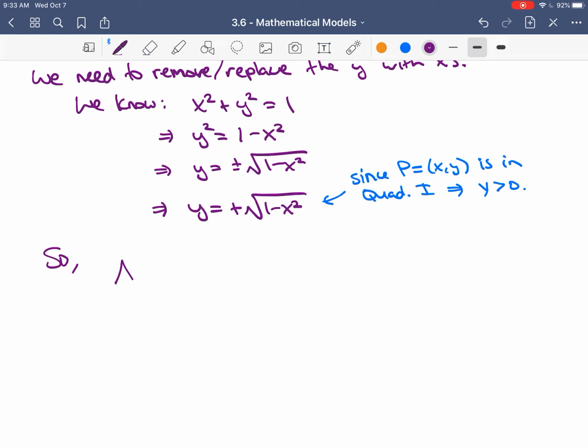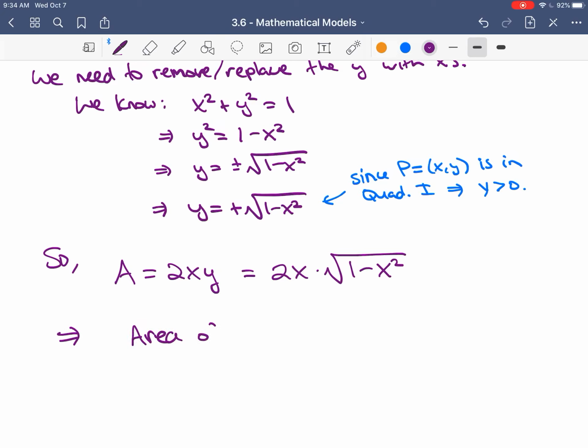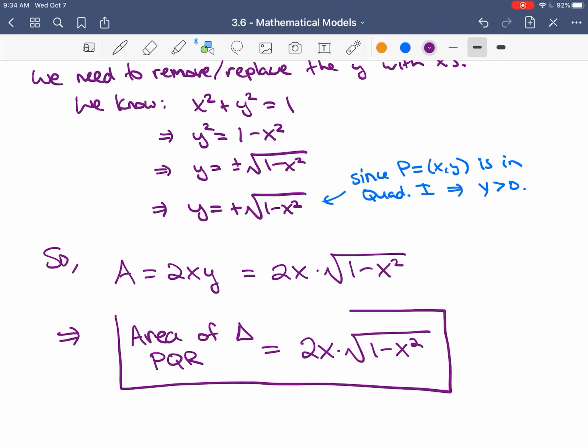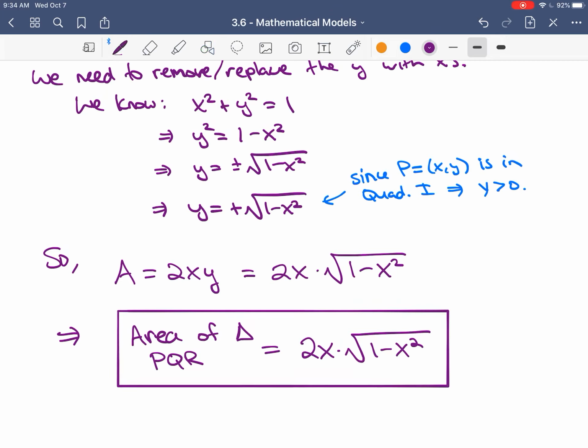So the area, which was 2xy, is actually going to be 2x times the square root of 1 minus x squared. Okay, so that's the area of the triangle PQR in terms of only x. So once we know x, now we can find the area of that triangle. Okay, so that's how we would solve that one.